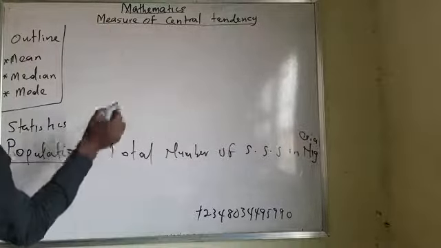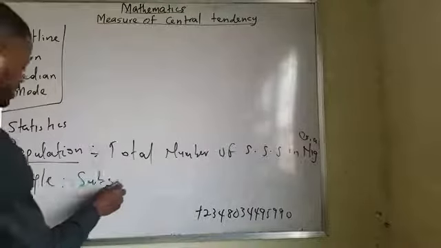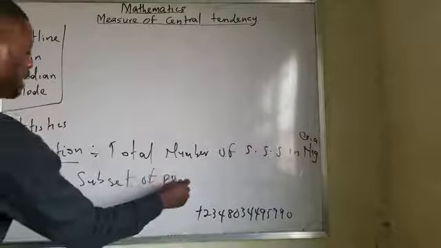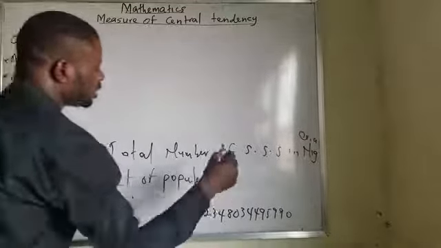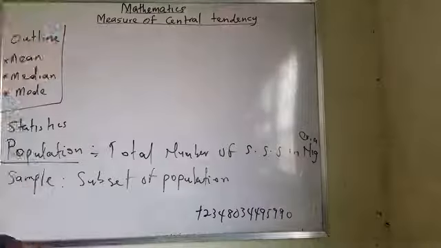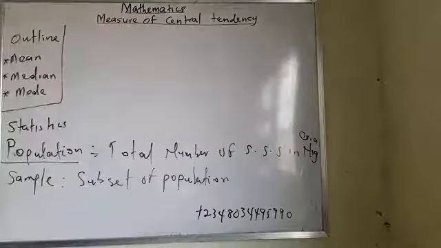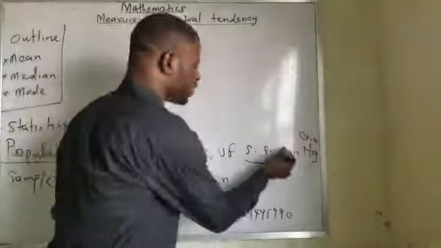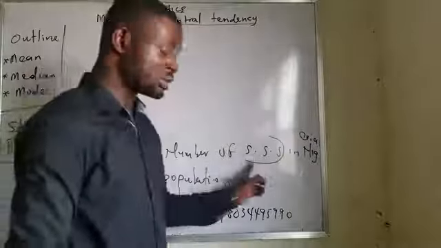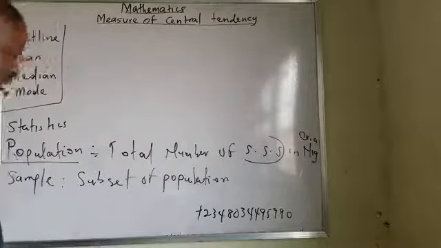The next thing you need to understand is what is called a sample. This is another common term. When we talk about a sample, it's just like a subset. Let me use the word subset: a subset of the population. That is what is called a sample. When you draw something from a population, that is a sample. If you don't understand subset, try to visit our video on sets.